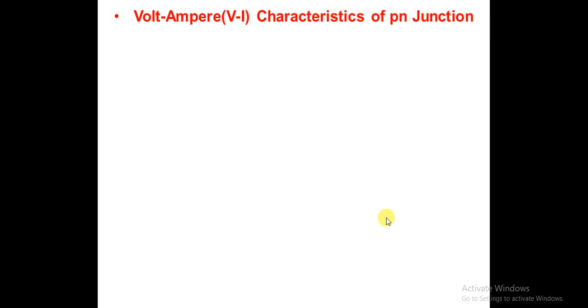PN junction diode. Here VI means voltage ampere characteristics of PN junction. Here PN junction is referred to as PN junction diode. So what is a diode? A diode is a two-terminal semiconductor device.